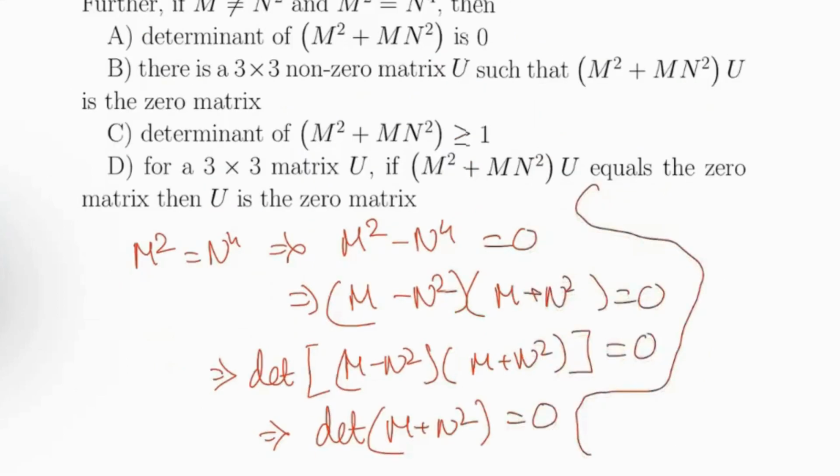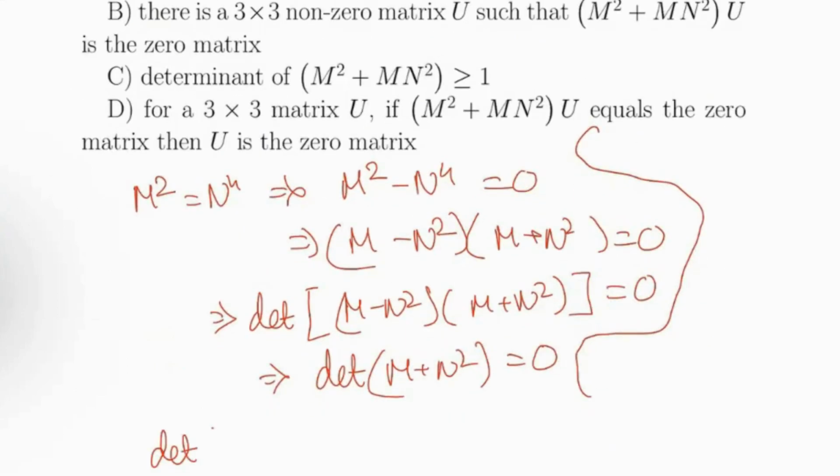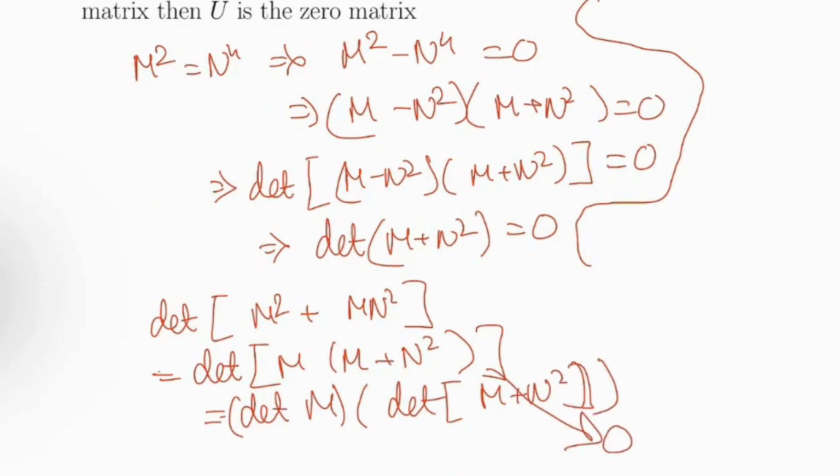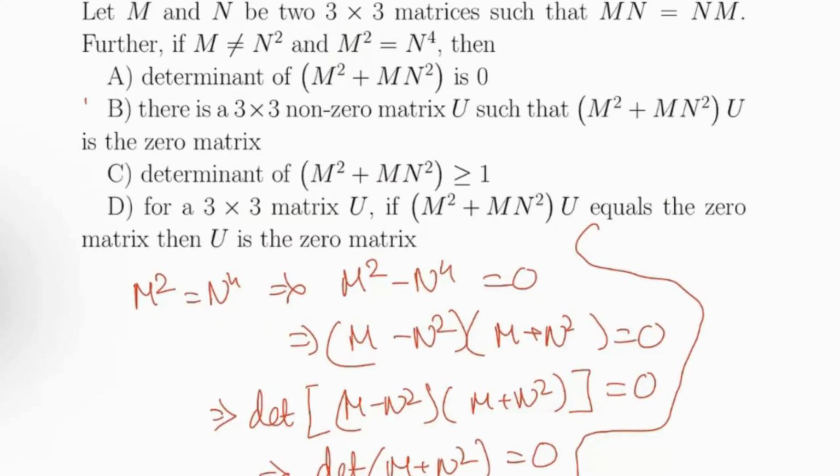Now for part A, we are asked to find the determinant of m square plus m n square. It can be written as the determinant of m into m plus n square. Sorry, I just wrote this wrong. Now this can be written as the determinant of m into the determinant of m plus n square. Now this part is 0, so this is equal to 0. So this proves part A.